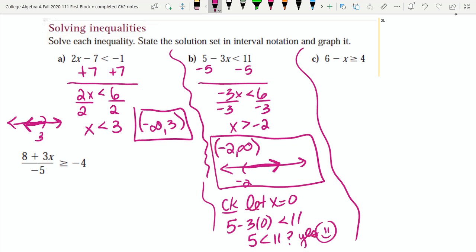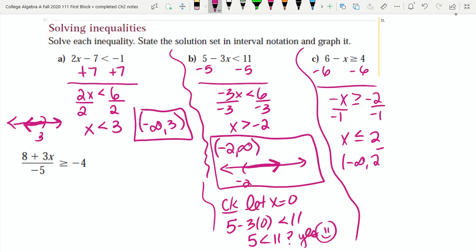All right, let's look at C. So subtract 6 on both sides on C. You get negative x is greater than or equal to negative 2. Divide by negative 1. So x is less than or equal to 2. So that would be negative infinity until 2, and this time with a bracket. Graph that by doing a bracket at 2, arrow going left.